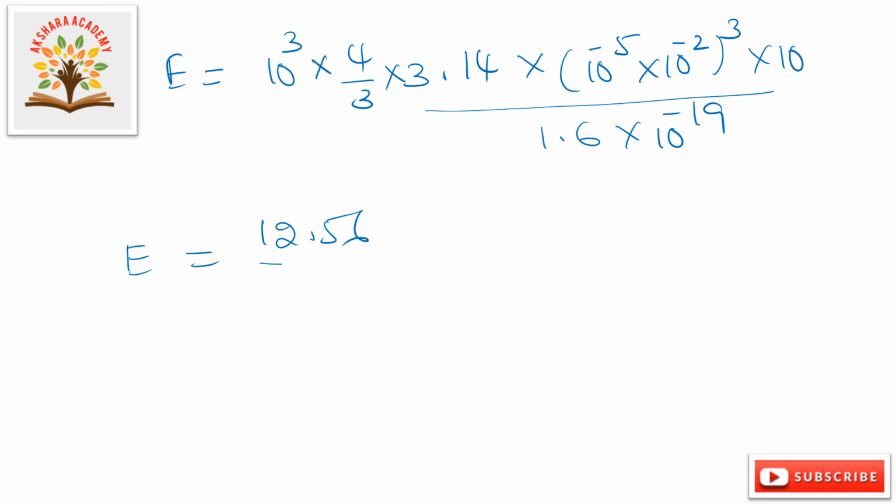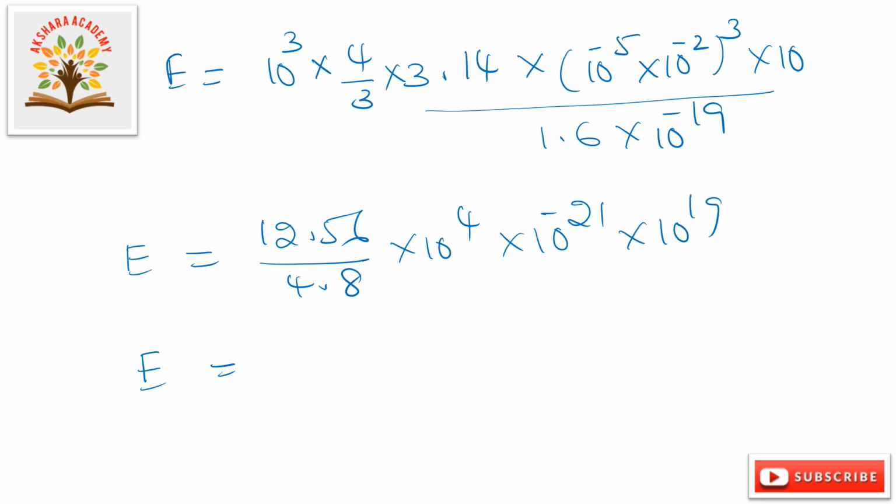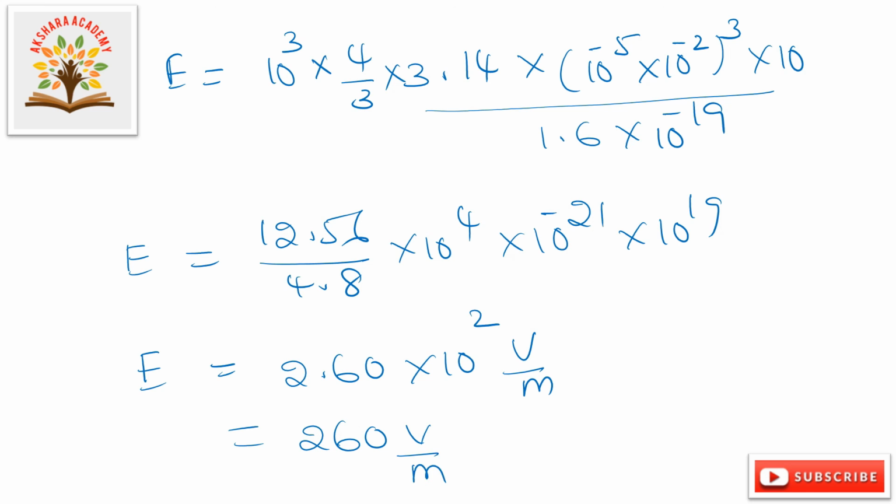So E is equals to 12.56 by 4.8 into 10 to the power of 4 into 10 to the power of minus 21 into 10 to the power of 19. So after division we are getting 2.60 into 10 square volt per meter, or 260 volt per meter, or Newton by Coulomb. Okay. Next we will go to the next question.